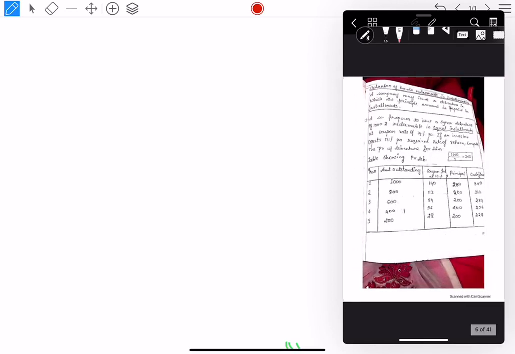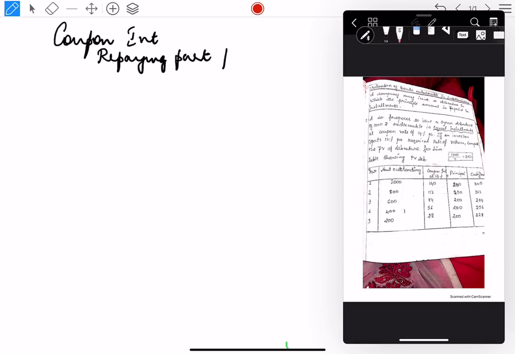Let's now move on to another type of debenture. The second debenture that we are going to discuss today is the debenture which is redeemable in installments. In case of a debenture which is redeemable in installments, we must remember that every year the company is not just paying the coupon interest, but is also repaying part of the principal.